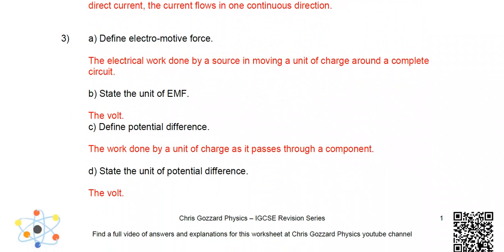Number 3, define electromotive force. Well, the electrical work done by a source in moving a unit charge around a complete circuit. State the unit of EMF. Well, it's the volt. Question C, define potential difference. It's the work done by a unit of charge as it passes through a component. And D, state the unit of potential difference. Well, exactly the same as the EMF, it is the volt.